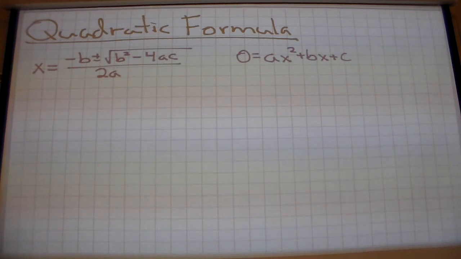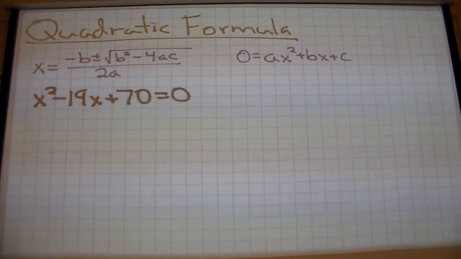Now, if you don't memorize the quadratic formula correctly, it really isn't going to help you. So you need to make sure you memorize it. And you only do that if you can't factor. Yeah, if factoring doesn't work, or if you don't like factoring either, it's an option. So let's go x squared minus 19x plus 70 equals 0.